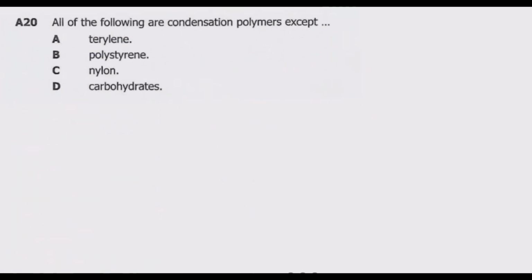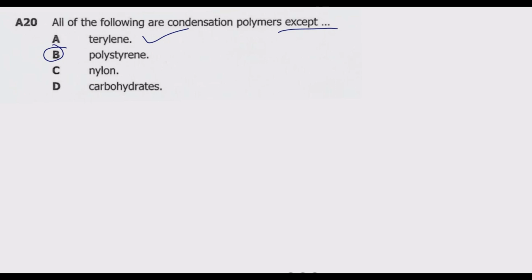All of the following are condensation polymers except. So which one of these is not a condensation polymer? So basically we need to identify. So if you look at terylene, terylene is formed from diols and dioic acid. So this one is a condensation polymer. Okay, then you see polystyrene. So polystyrene is basically man-made, and it's done by addition polymerization. So this one is not condensation. So this one should be the correct answer.